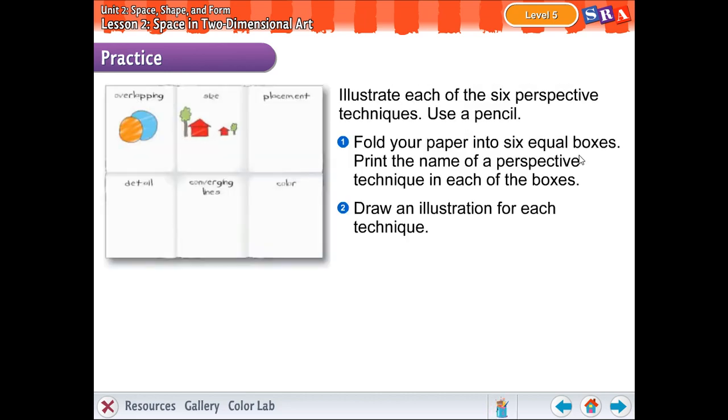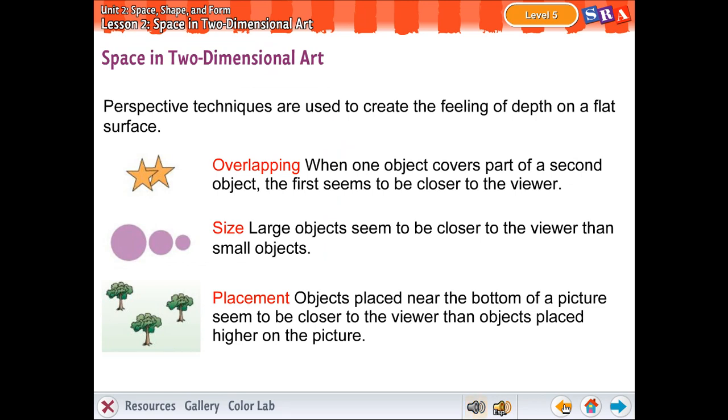All right, so what you can do, you don't have to do this, but if you were to go onto the Nearpod lesson, it may ask you to do something like this, and you'll have to go ahead and illustrate it. But it says to illustrate 6 perspective techniques. Use a pencil. What 6? Well, if you go back, these were the 6.